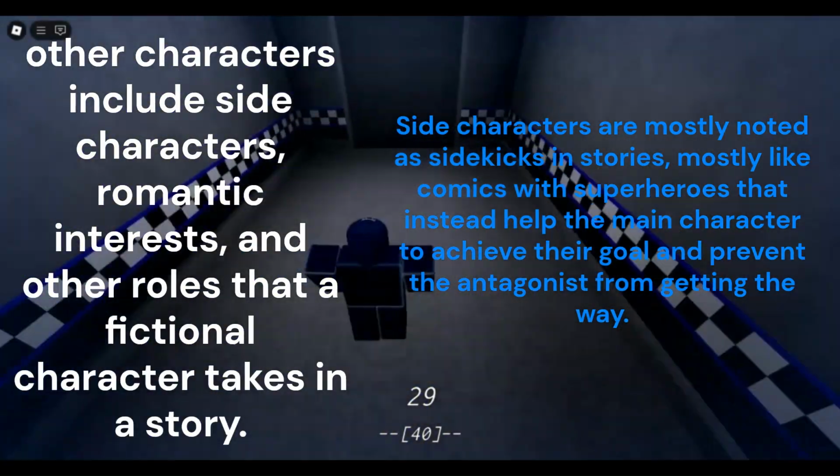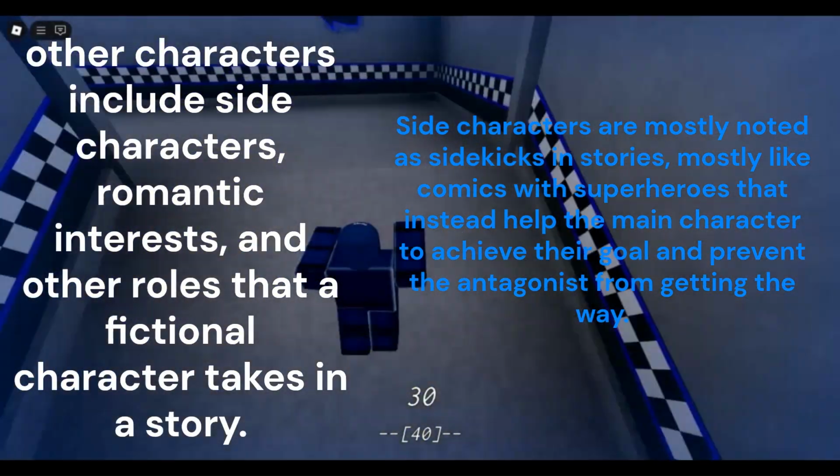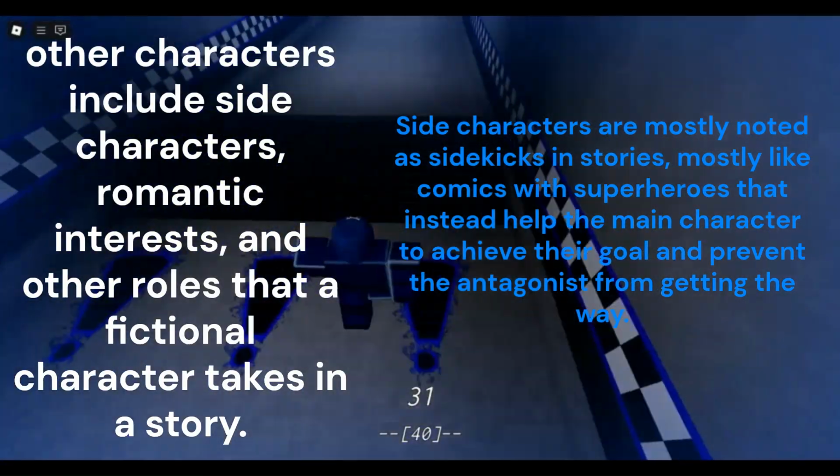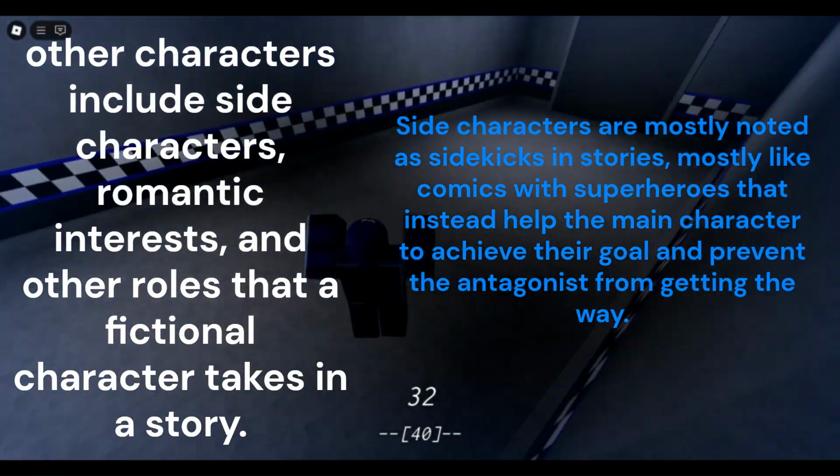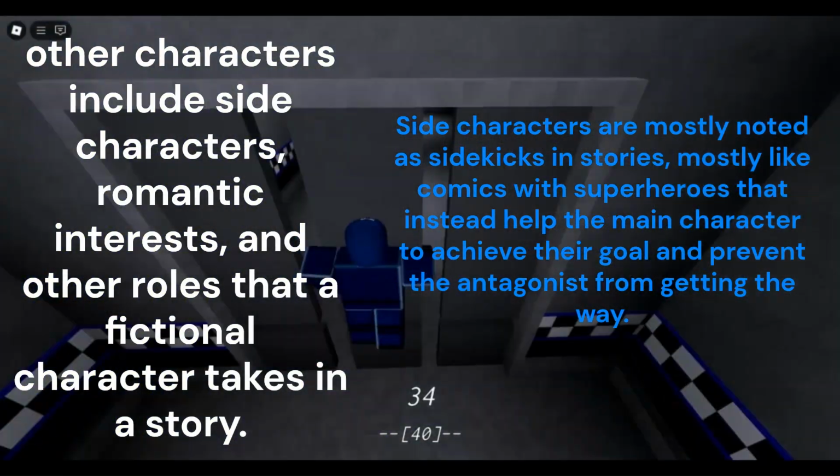Other characters include side characters, romantic interests, and other roles that a fictional character takes in a story. Side characters are mostly noted as sidekicks in stories, mostly like comics with superheroes that instead help the main character achieve their goal and prevent the antagonist from getting in the way.